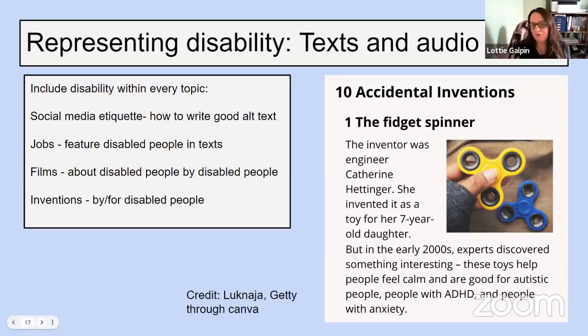I pulled out a few standard topics here, just to look at how we might do that. If you're looking at social media or tech, you might have a text on social media etiquette, or a faux Instagram post. So you could do something about how to write good alt text.